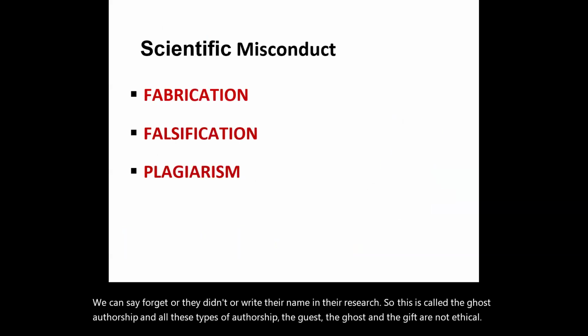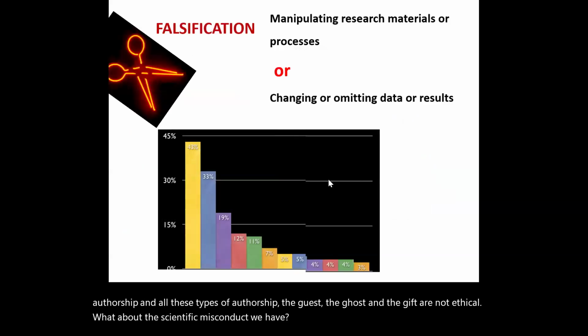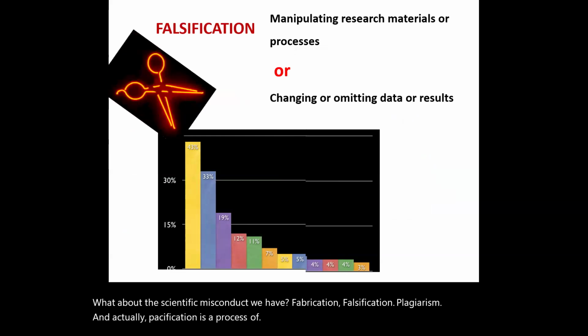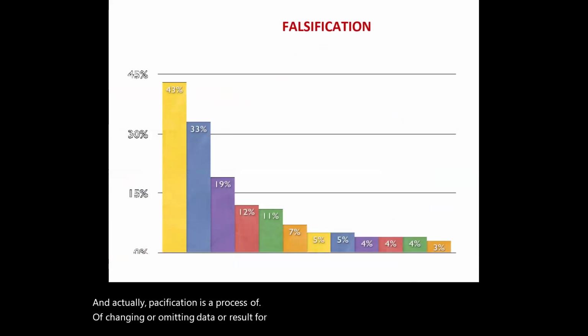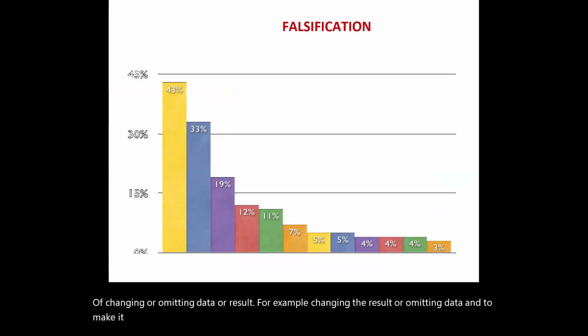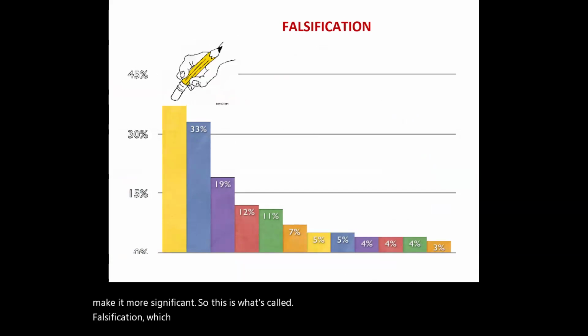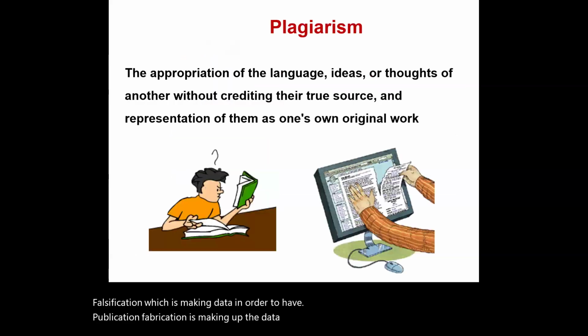What about scientific misconduct? We have fabrication, falsification, and plagiarism. Falsification is a process of changing or omitting data or results. For example, changing the result or omitting data to make it more significant. So this is what's called falsification, which is manipulating data in order to have publication. Fabrication is making up the data. You don't have any data, but you are making new data.